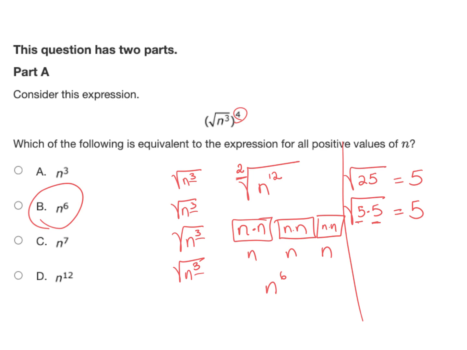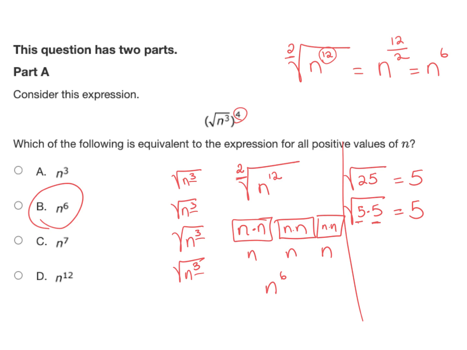Another way that you could look at this is there is such a thing as fractional exponents. So if I have the square root of n to the 12th, that is the same as n to the 12 over 2. Okay? The number on the inside goes in the numerator, the number on the outside goes in the denominator, and 12 divided by 2 does give me n to the 6th.